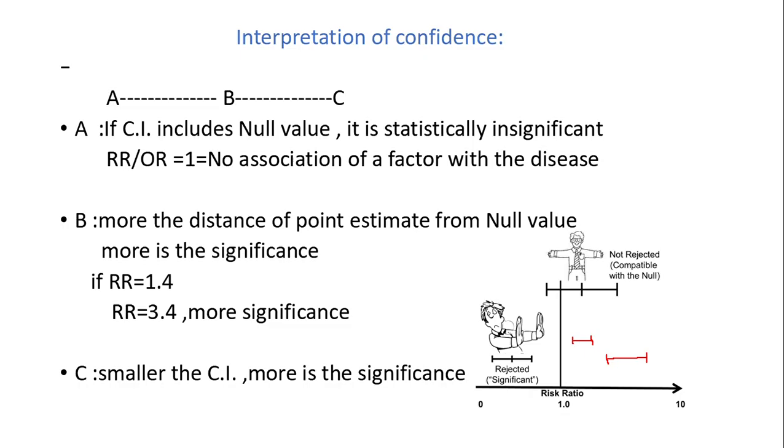So this is the image showing the risk ratio at 1.0 and the risk ratio from 0 to 10, and there is shown rejected, significant on the left side. On the right side it is not rejected, compatible with the null.